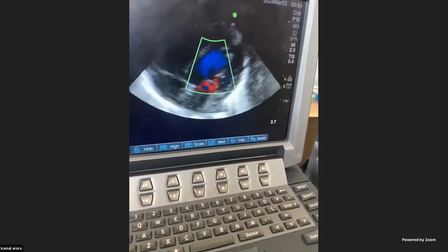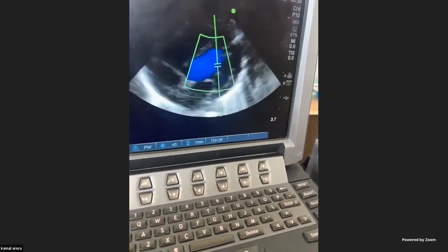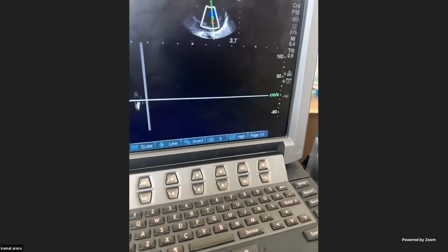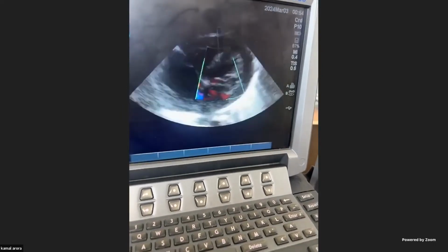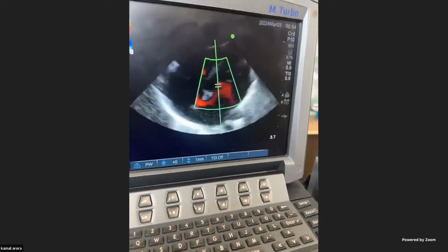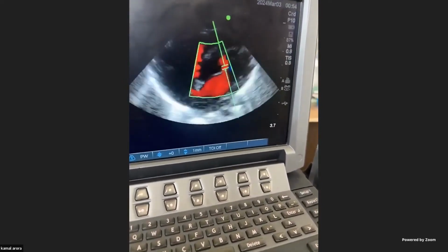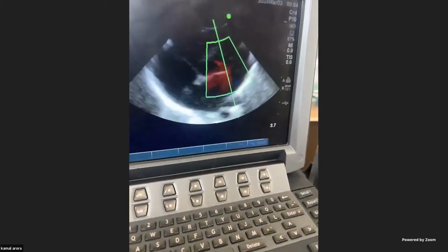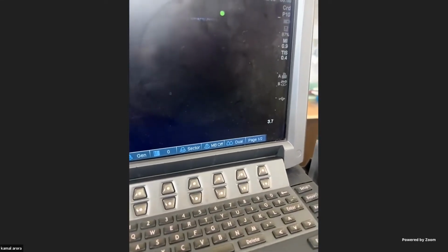I'm trying to get the best place where I can do the IVRT. That was the best one, sir. That was a better one. Yeah. So it is coming out to around 50 to 55.